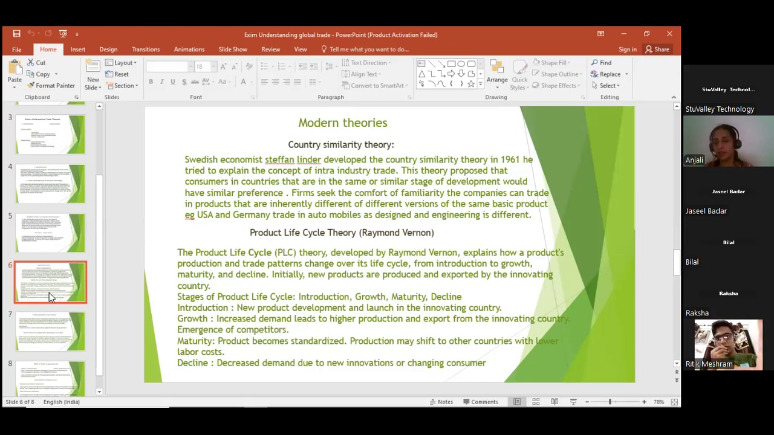Any other doubt, Ritik? Okay, ma'am. Thank you. Yes, ma'am, I have a doubt. Ma'am, is there any product that will not go to the decline stage? Because iPhones have always been in the growth and mature stage, ma'am.